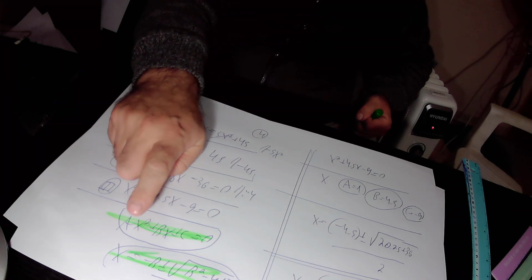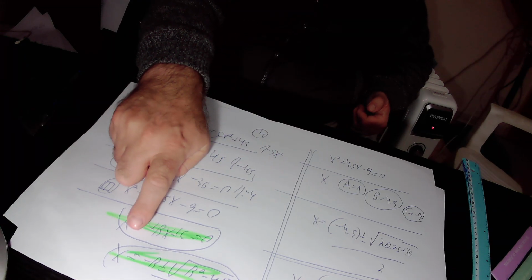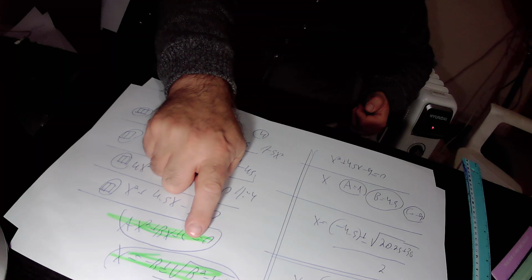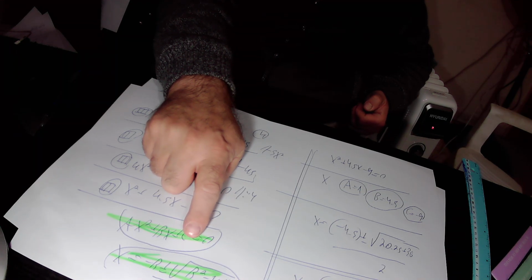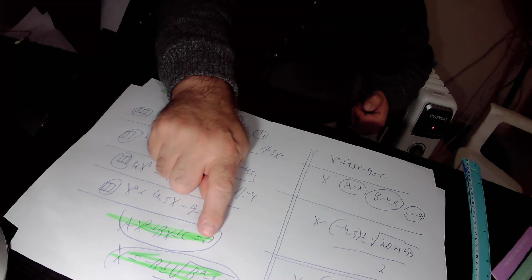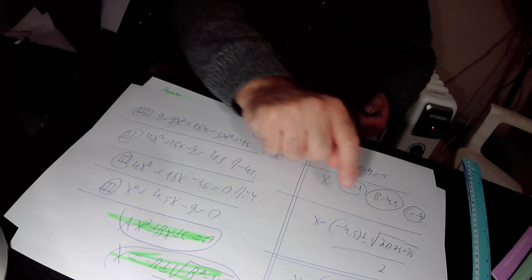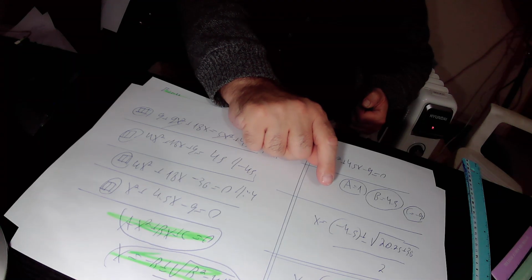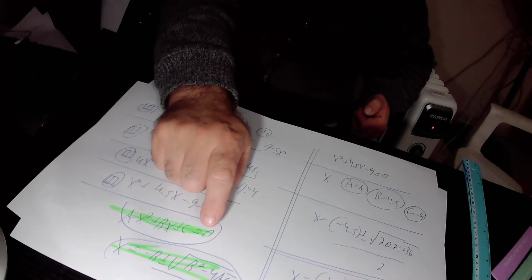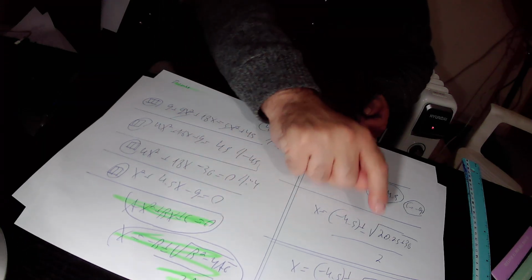We found that x equals minus b. B is 4.5, therefore minus b is minus 4.5, plus minus the square root of b squared. B is 4.5, therefore b squared is 4.5 squared, which is 20.25, minus 4 times a times c. A is 1, so minus 4 times 1 is minus 4 times c. C is minus 9, so minus 4 times minus 9 is plus 36. So in total inside the root, we have 20.25 plus 36, over 2a. A is 1, so 2 times a is 2 times 1, that is 2.